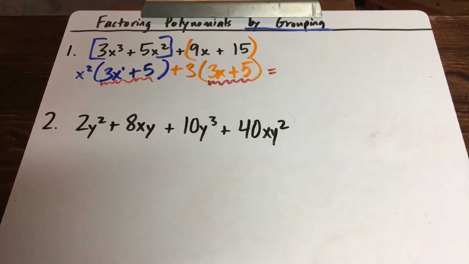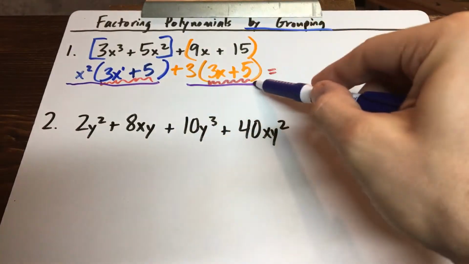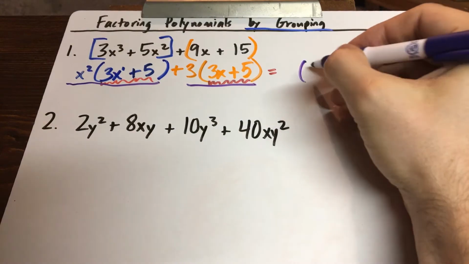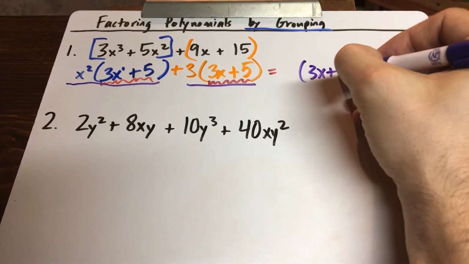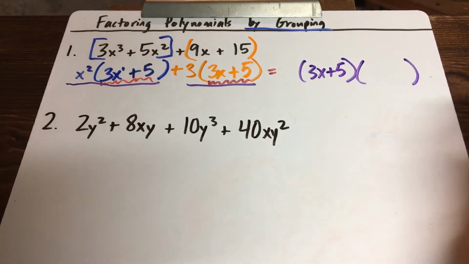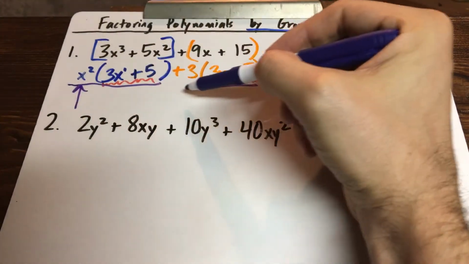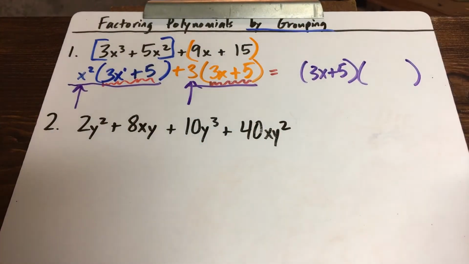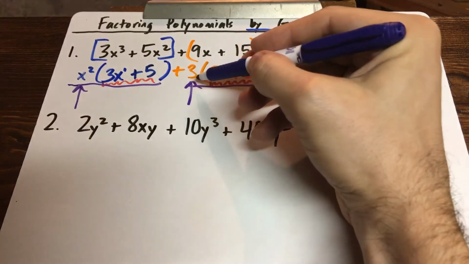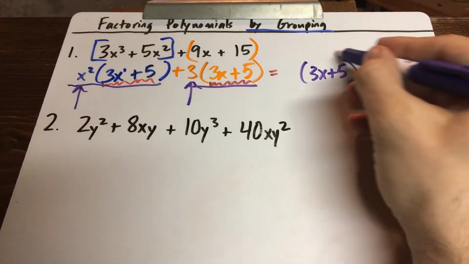Okay, so if you look at what we have, how do I write this as a final answer? What does this and this, what do those two have in common? They both have the 3x plus 5, right? The parentheses, that was the exact same. That's part of your answer. And then what's the other part of your answer? The other part of your answer is, what did I factor out of each group in my original statement, right? I factored out x squared out of the first one. I factored out positive 3 from the second one. And that's it, right? That is your answer.